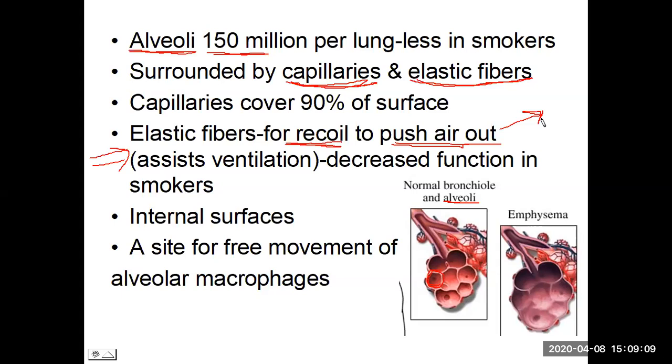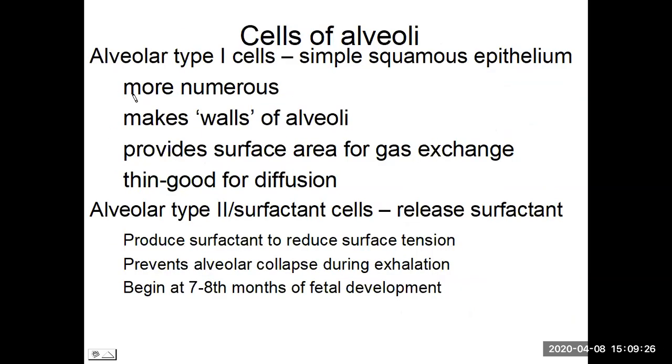This issue, of course, is compromised from cigarette smoking. Smoke inhalation in general does damage to the alveolar structure. And now we'll move into types of cells that are located within this region of the alveoli.